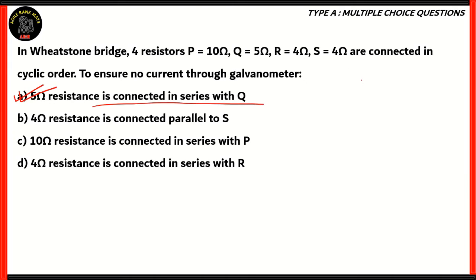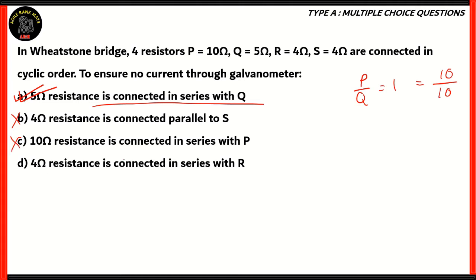We need to make sure that P by Q reads 1. So for that, we can make it 10 over 10. For that, we'll add 5 ohms to Q in series. The other options do not work. If we add 4 ohm resistance parallel to S, then it becomes 2 ohms, which will skew the relation. 10 ohm resistors connected in series with P would make the difference even more obvious, 20 over 5.